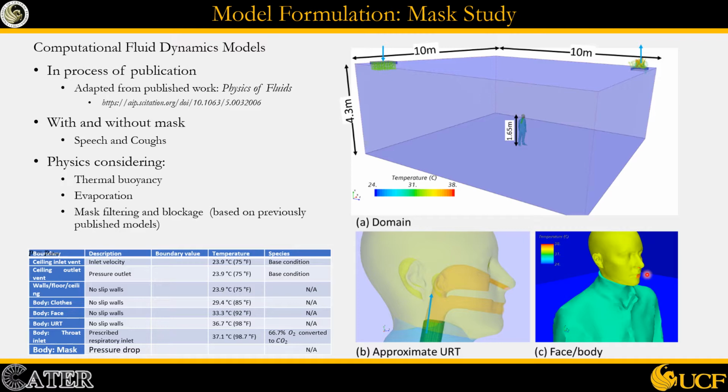We're also coupling those effects to various gaseous flows. So we include oxygen, vapor, carbon dioxide, and that transfer process when we breathe. We're also seeding our model with droplets that are evaporating with the surrounding environment. And we also have a mask filtering and blockage effect. That's all based on previously peer-reviewed journal modeling formats.